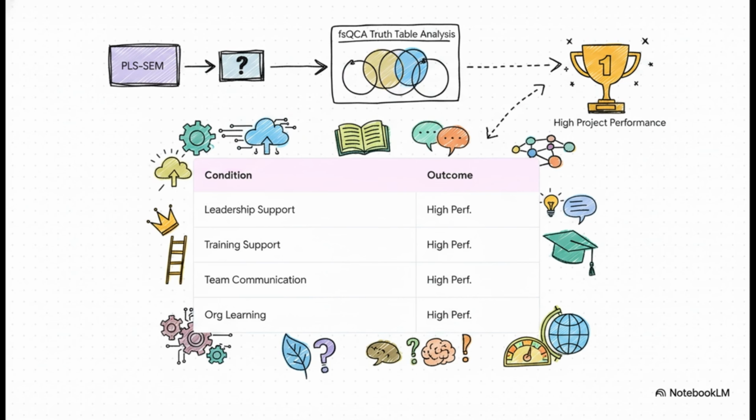Here's our setup for an fsQCA truth table analysis. We have 6 distinct conditions: digital maturity, leadership support, training support, team communication, ESG pressure, and organizational learning. And our desired outcome? High project performance. Now, if we only ran PLS-SEM on this, we just get an average weight of how much each of these 6 things mattered across all the construction firms, which is helpful, but it doesn't really tell us how these firms actually operate on the ground.